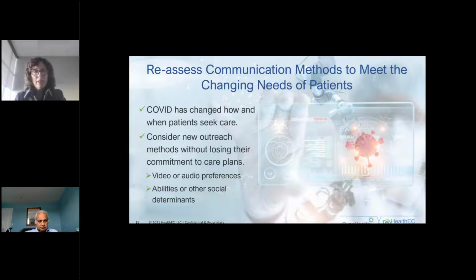COVID has really changed the way we work and the way patients seek care. Really the consideration of new outreach methods without losing the integrity of providing care is something that every health system is looking for. And so video and audio preferences have really been the mainstay of delivering care during COVID. And then the ability to aggregate data around social determinants and really bring that into the data analytics to understand what the patient needs to be effective in improving their care and being a partner in the care as well.